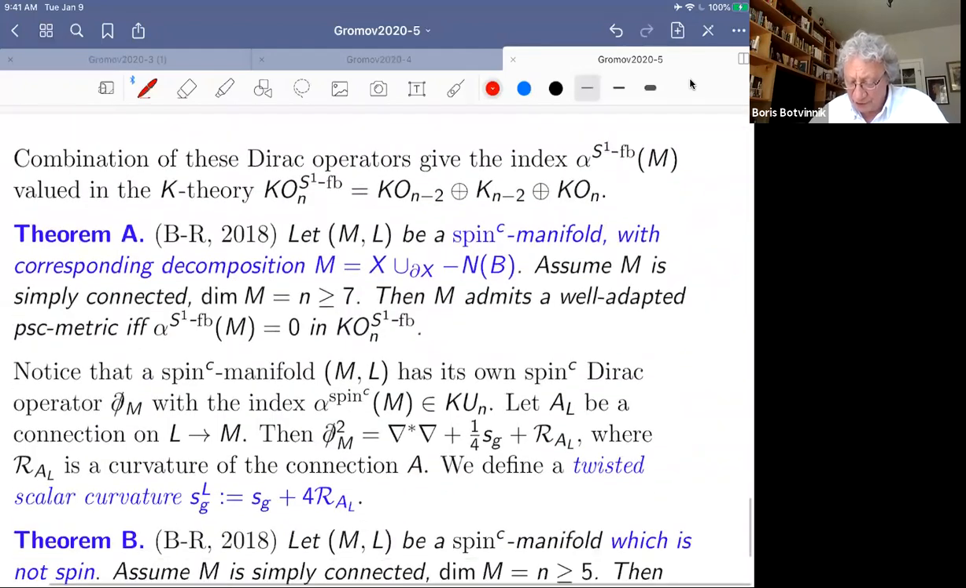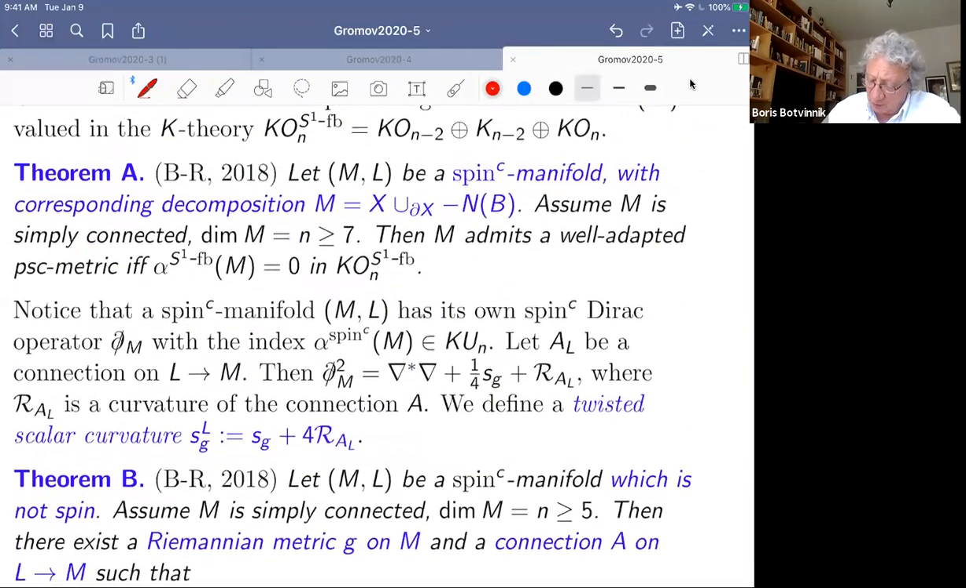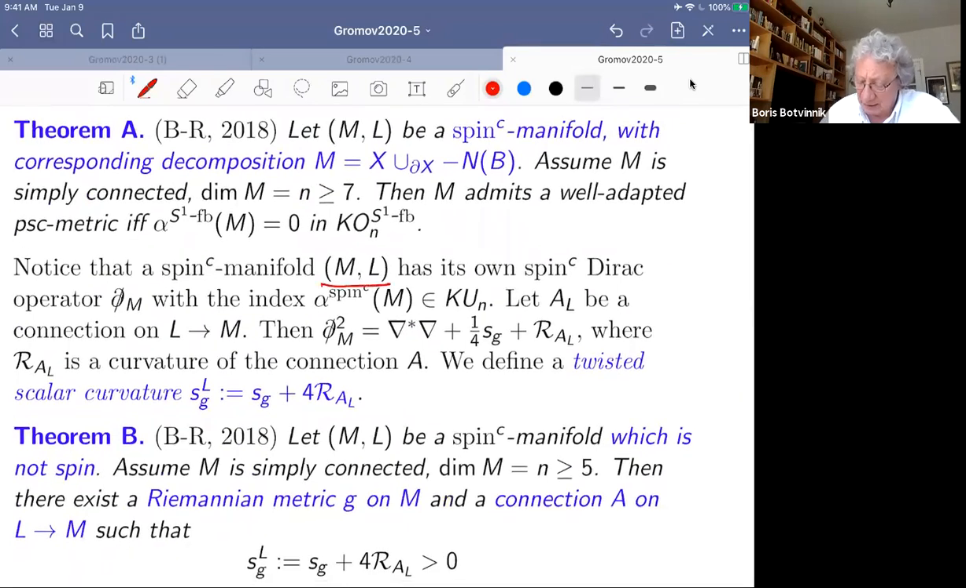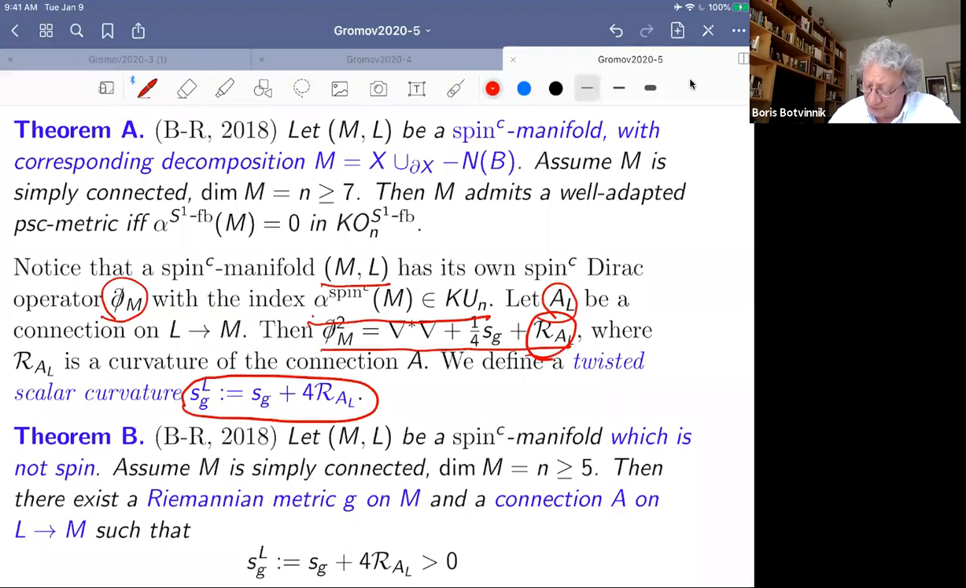Okay, there is one more result we have here. We look at M, L, a spin^c manifold, and of course it has its own Dirac operator, the spin^c Dirac operator ∂_M, with the index which lives in complex K-theory. And recall that if we choose a connection, then we have a Lichnerowicz formula which includes, of course, this curvature term of the connection A. We call this part a twisted scalar curvature.